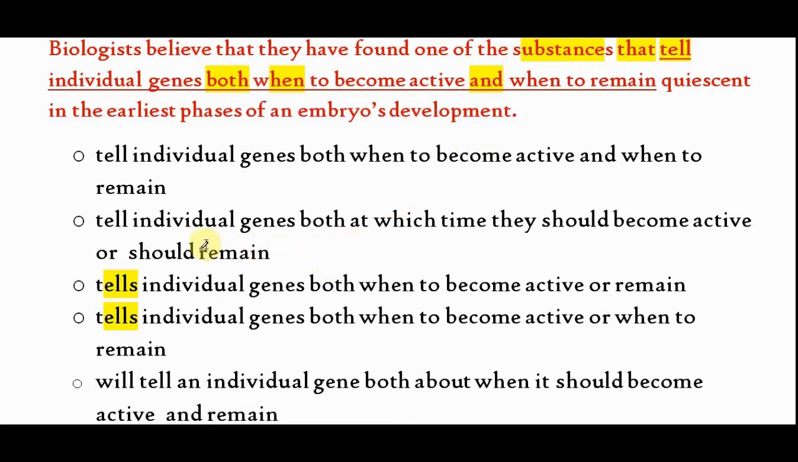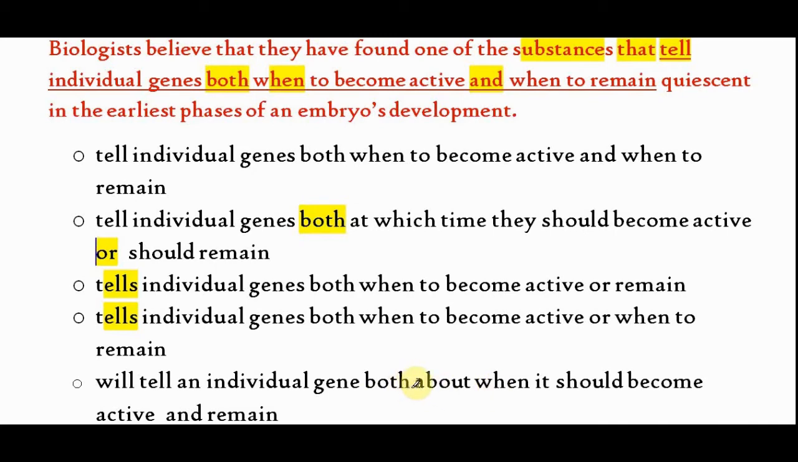Now option B, it says tell individual genes both at which time they should become active or. So you know that after both it should be and, not or. So that is called parallel marker or idiomatic error. So option B out. D says will tell an individual gene both about when it should become active and remain.